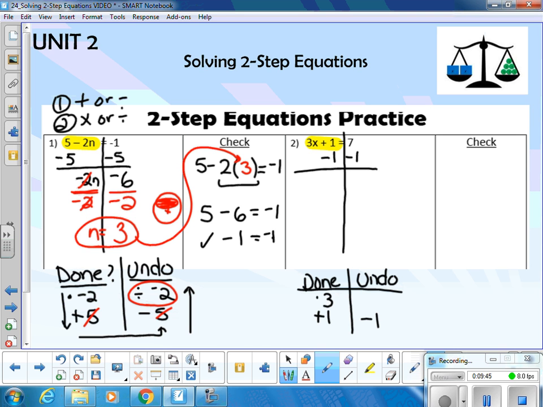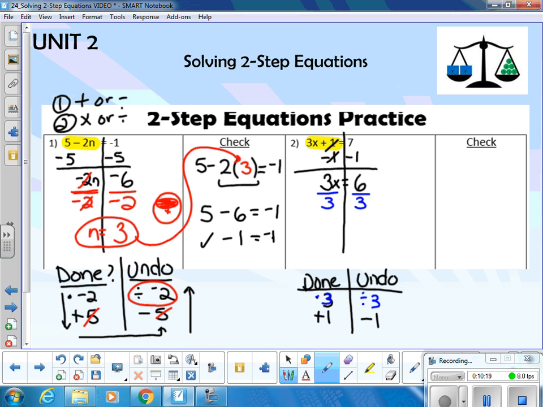1 minus 1 is 0. Do I need to write that? No. I just want to remind you that it is 0. So now these cancel, and I'm left with just 3x. 7 minus 1 is 6. My next step is to undo this multiplying by 3 by dividing by 3. That's the inverse operation.